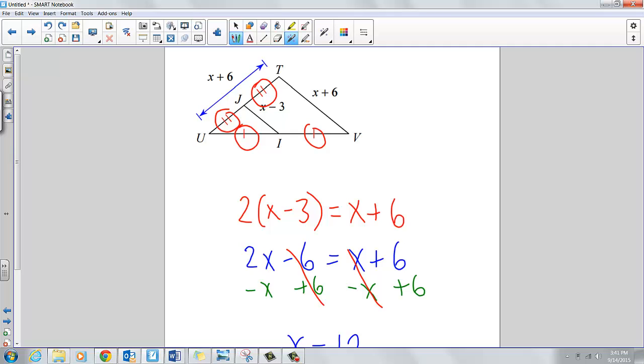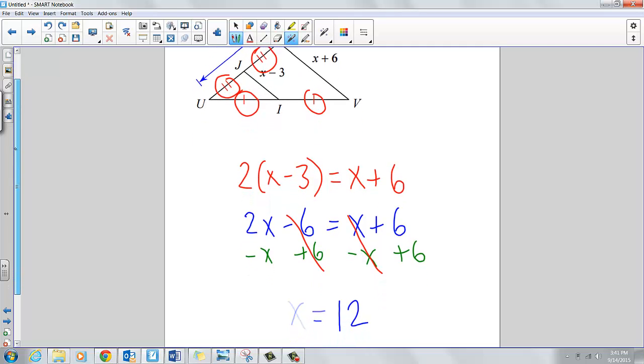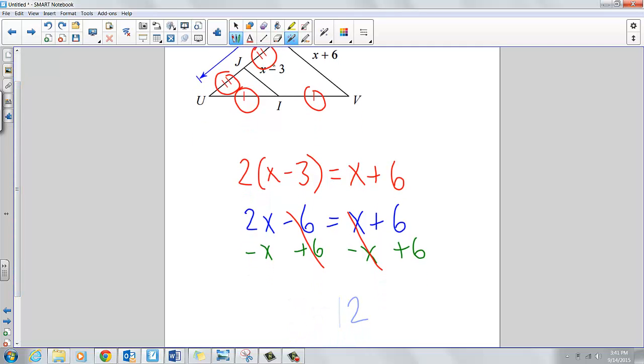All right, and that's how we would solve that one. So just having to remember that the smaller leg, or the midsegment, is going to be half of that, or 2 of these equals 1 of those. So that's the thing to remember there.